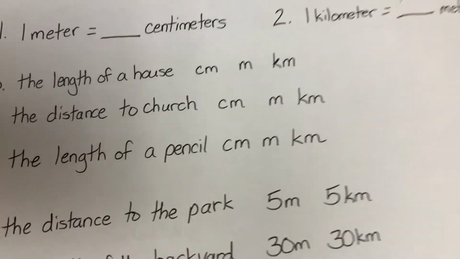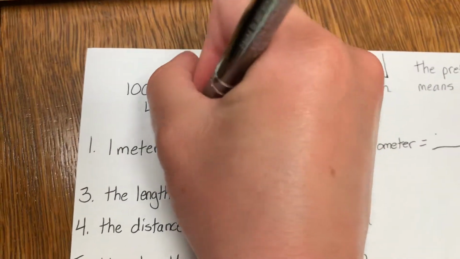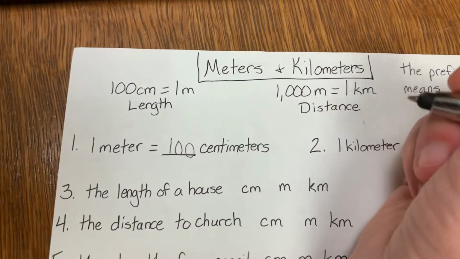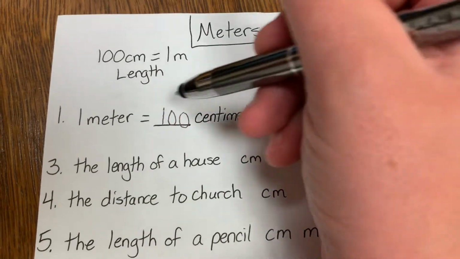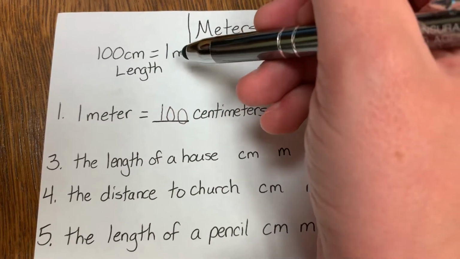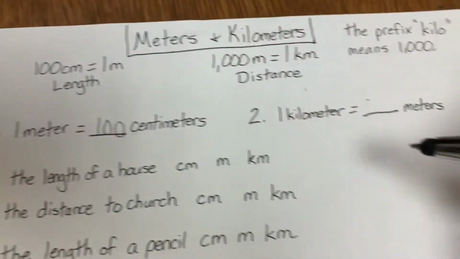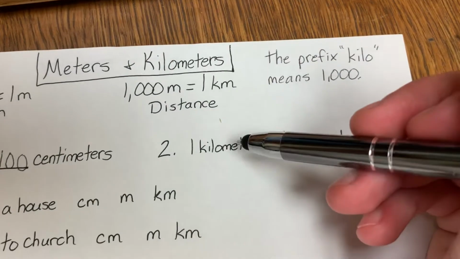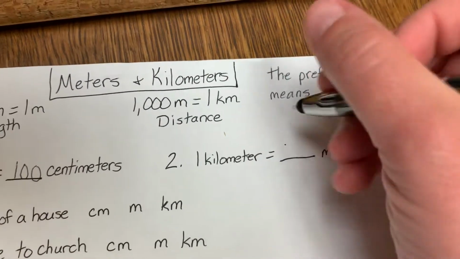1 meter is equal to 100 centimeters. I just put it backwards. Okay, so this one is over on this side and 100 centimeters is on that side. Number 2, 1 kilometer, which is switched also, is equal to 1,000 meters.